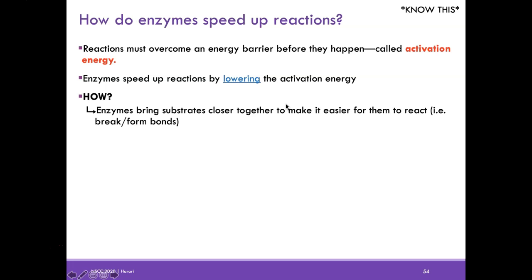Right, and we said that all reactions have to overcome a barrier called the activation energy, and enzymes speed up reactions by lowering the activation energy. The way that enzymes lower activation energy is that they're physically moving, they're changing their conformation to make the substrates more likely to react, right? Enzymes facilitate the making and breaking of bonds.